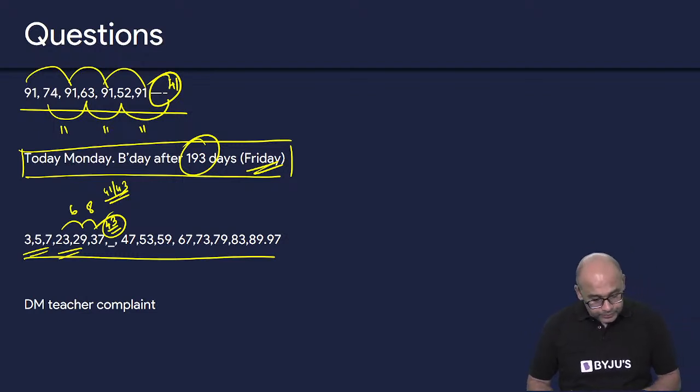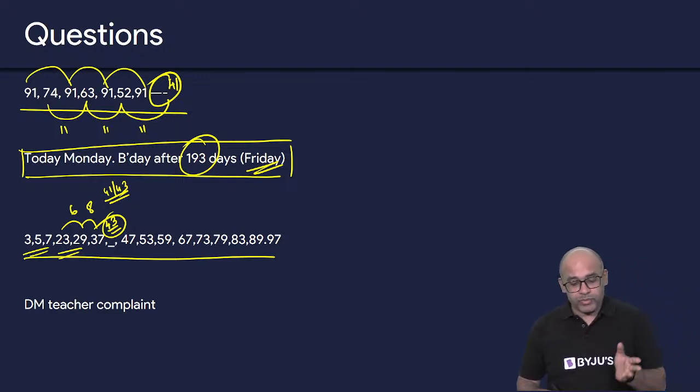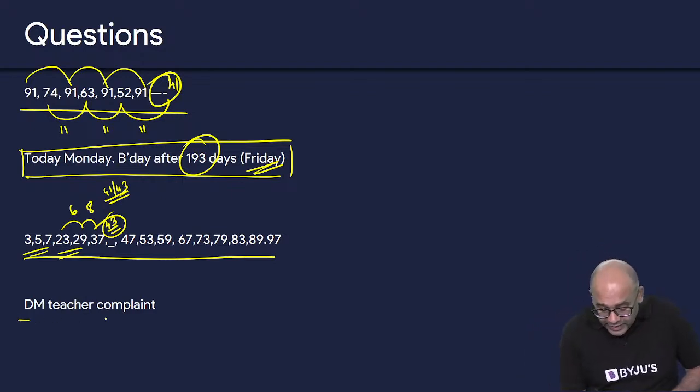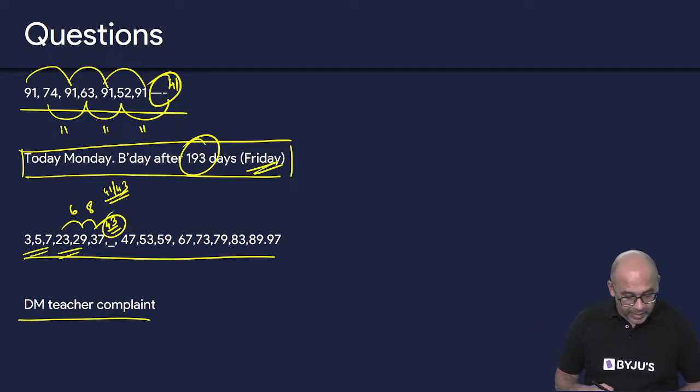Okay. 45 wasn't there. It is supposed to be a prime number anyway. All these numbers are prime numbers. Right. The next one was a decision making question.